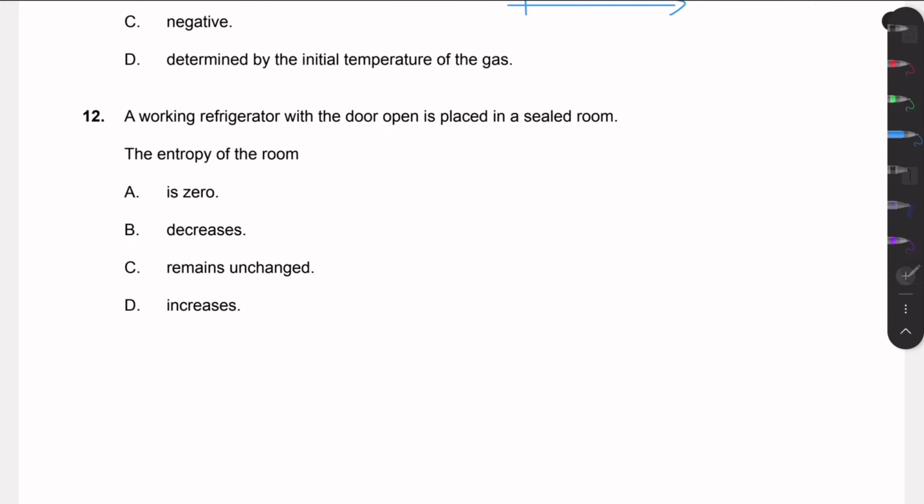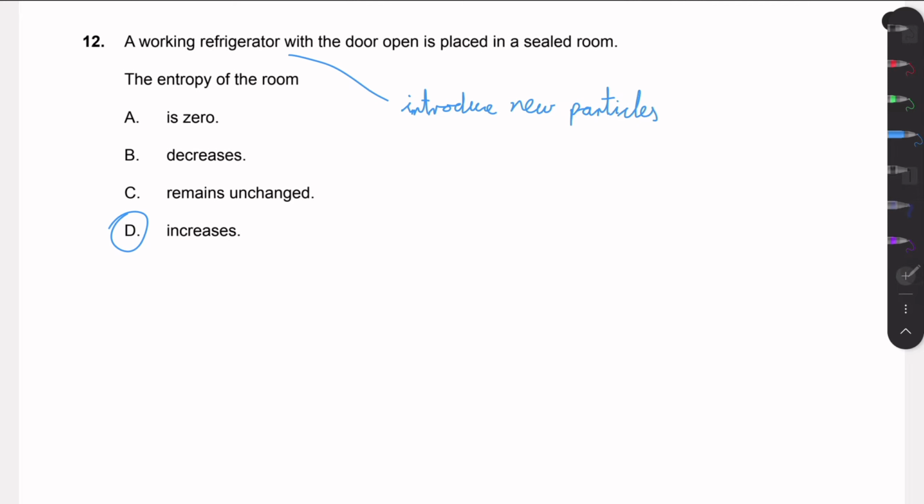And then we have a working refrigerator with the door open in a sealed room. The entropy of the room increases. Probably the easiest way to see this is that we introduce new particles. So the randomness of the room will increase as we have new particles flying around the room, so more random, more chaotic.